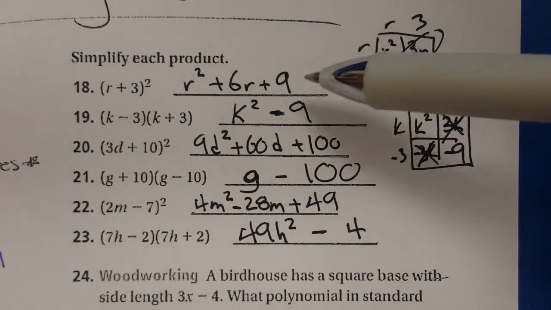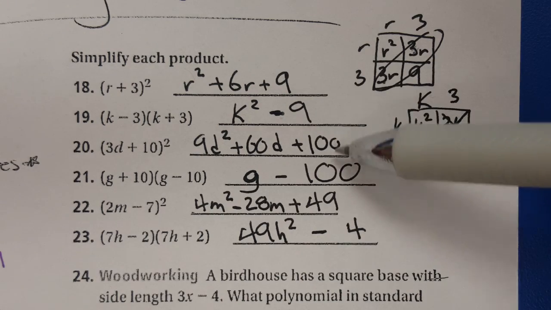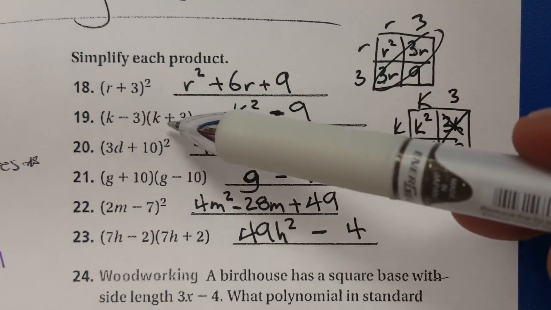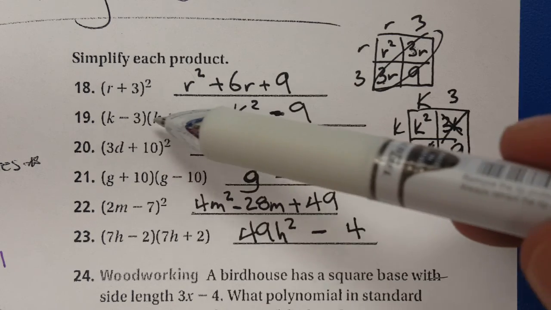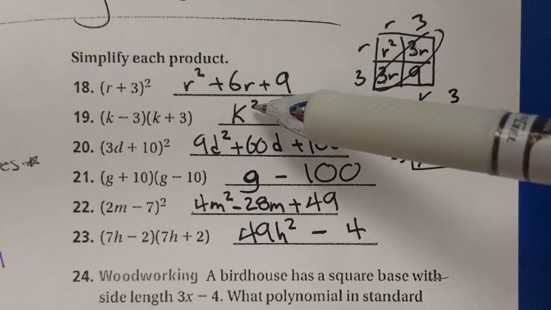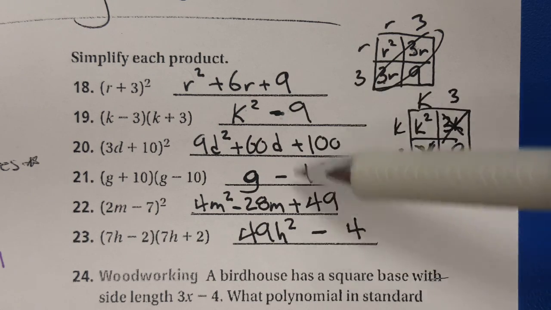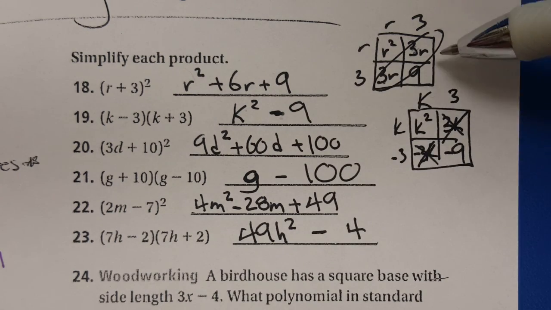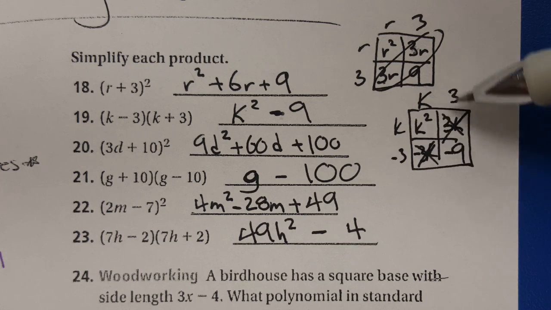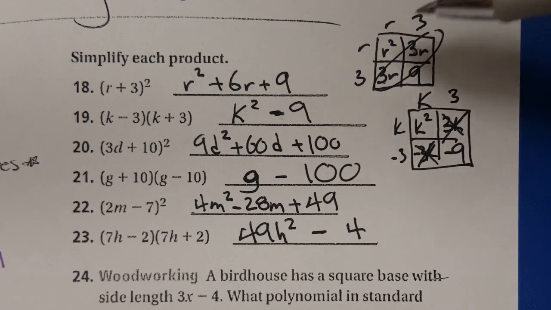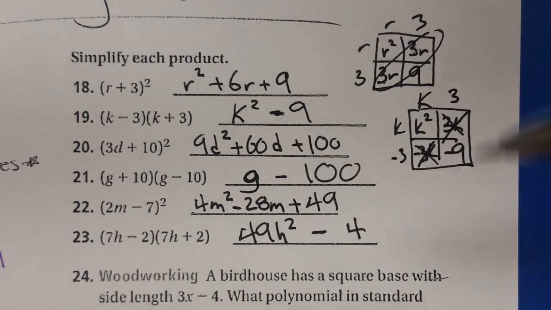Okay, that's the pattern, friends. Square the left, square the right, double combo in the middle. Okay, or if it's a difference of two squares, if they are different operations but the same pieces, it's the first thing squared minus the second thing squared. Again, I am going to tell you this one more time. You can still use this. That's fine. If you don't understand the shortcuts, that's okay.